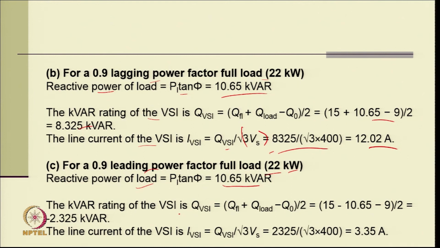For 0.8 leading power factor at full load, the reactive power of the load is 10.65 kVAR, and the kVAR rating of the VSI is full load reactive power minus Q by 2. So, it is also minus. So, it is 2.375 kVAR leading, and the line current of the VSI is calculated from this. So, it comes typically 3.35 ampere.